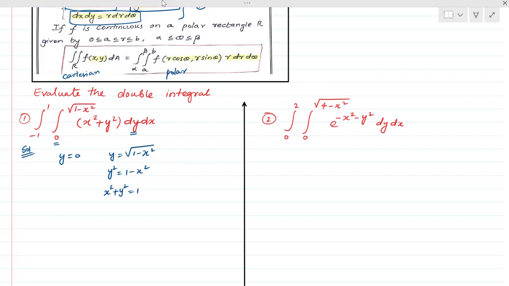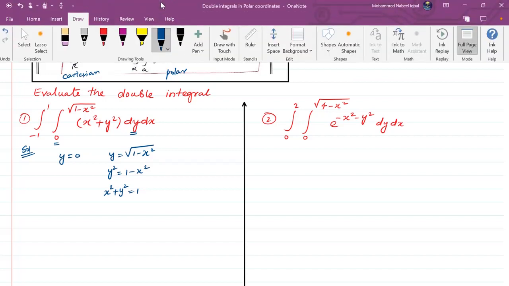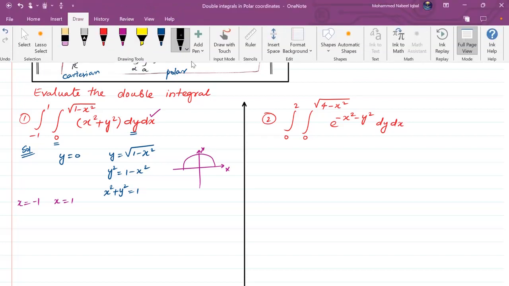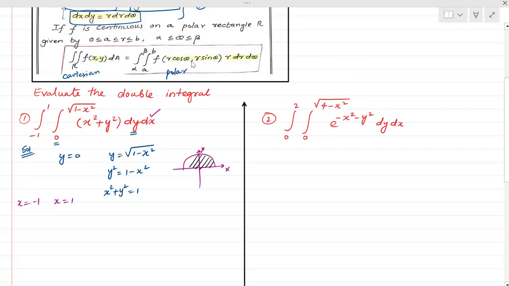And what are the limits of x? The x limit is x equals minus 1 and x equals plus 1. So how will you draw the graph of this? This is the graph you will have. This is the x-axis and this is the y-axis. Now this is the region which is given.